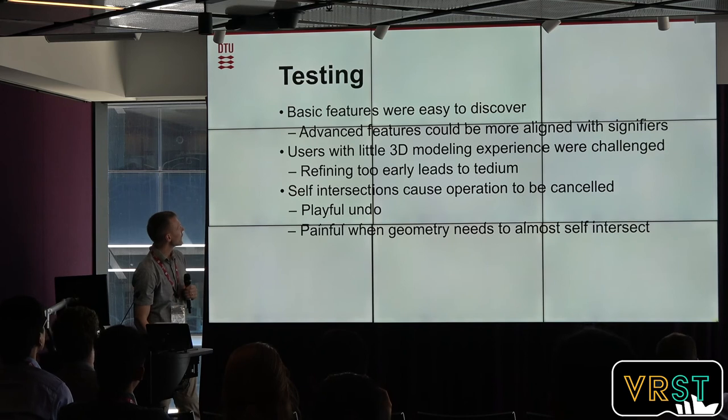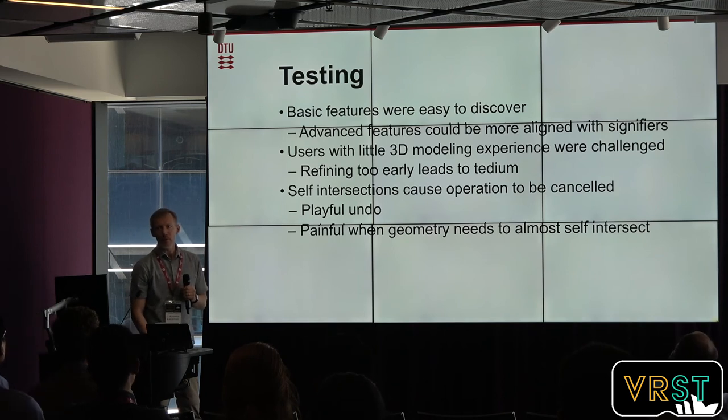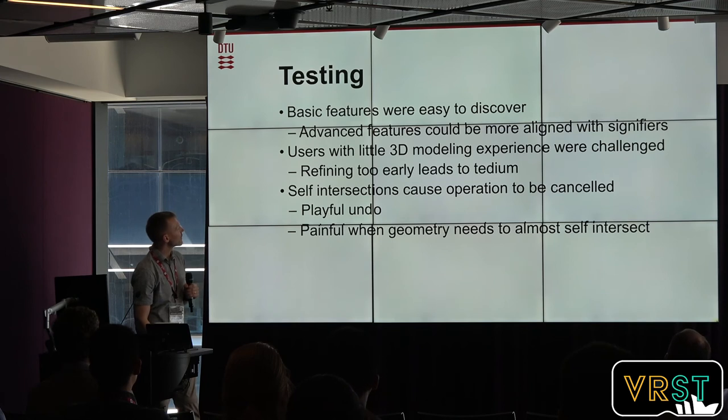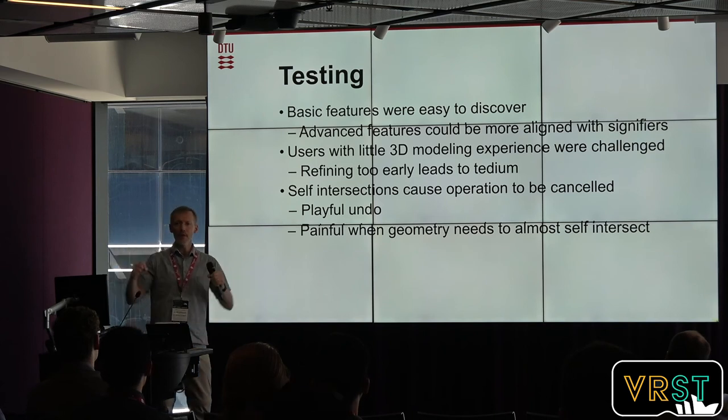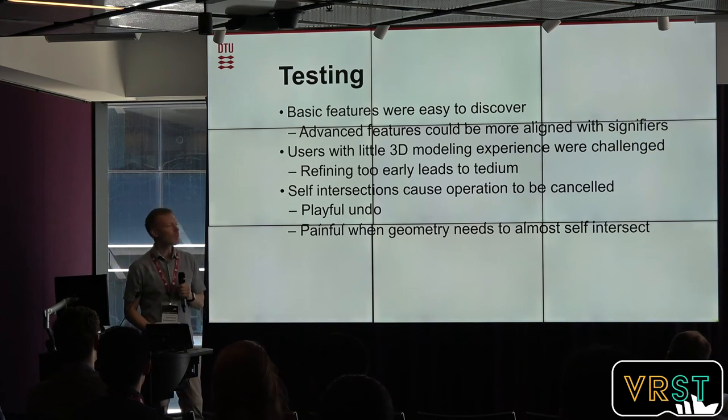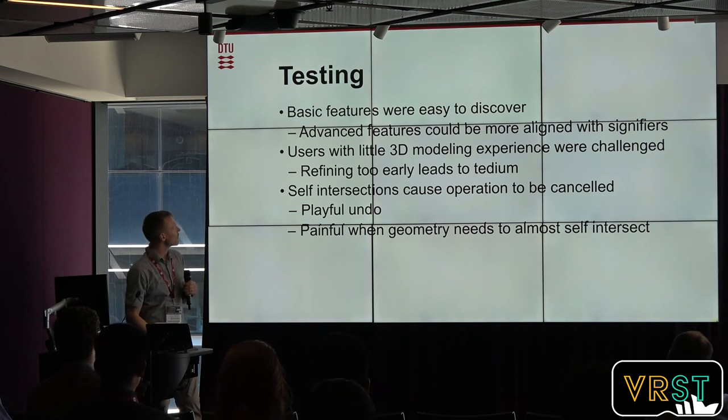So what we learned was that the basic features were indeed very easy to discover. More than 10 people tried the system, and none had difficulties just finding the basic features, extrusion and vertex movement. Some of the advanced features could probably be more aligned with signifiers, like the loop cut feature is not easy to discover. So there's a little bit more work to do there.